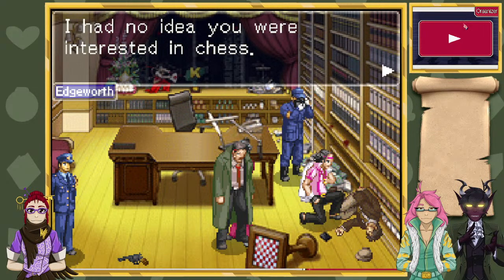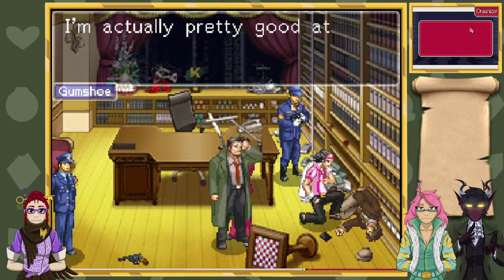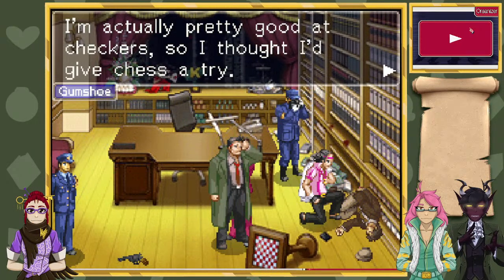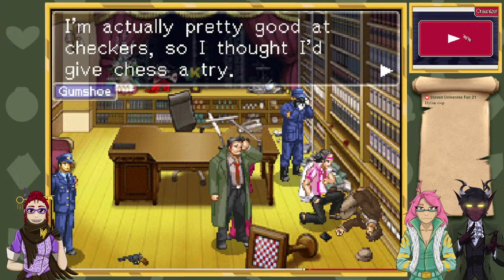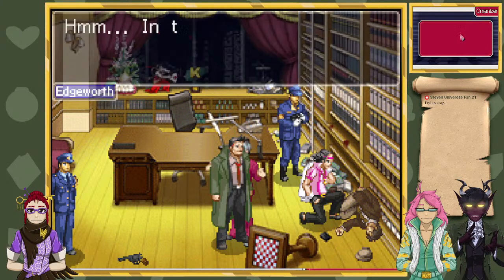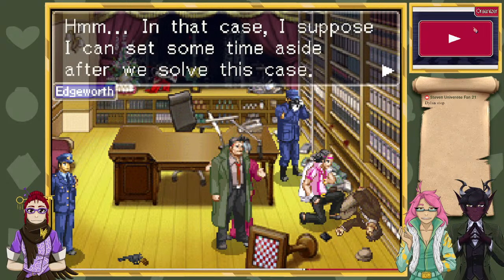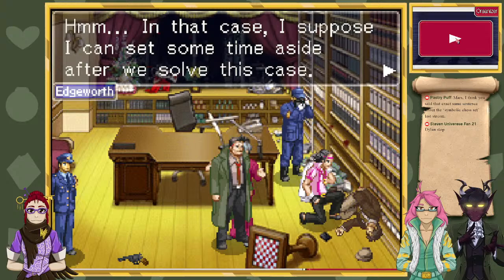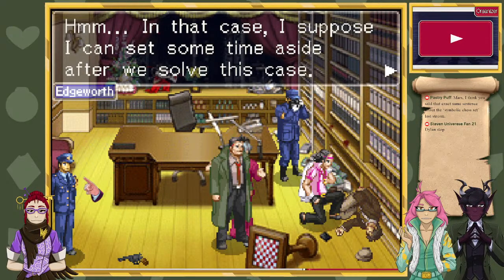I had no idea you were interested in chess. Now that you mention it, actually, you do seem to be a pretty good pawn. Oh, damn. Well, I'm actually pretty good at checkers, so I thought I'd give chess a try. It's so sad that being good at checkers does not translate to being good at chess. It's very disappointing. Well, I like checkers. I grab this pawn, push him over there, and then say, king me. Yeah, that's not how that works. That face when you actually literally can't make a pawn a king. That's the only piece you can't. Yeah, exactly.